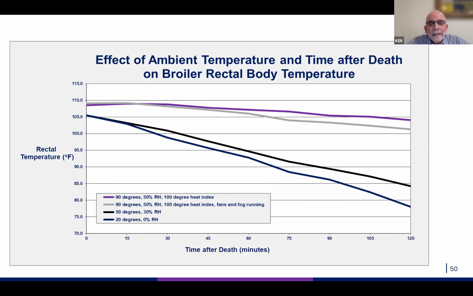One of the things we also did was generate this graph, because we wanted to understand the decline in body temperature over time in different environmental conditions, so that we could determine, based on their body temperature, how long DOAs may have been dead. In other words, if it was 90 degrees out, 50% relative humidity, I'm looking at that purple line on top, and the DOA's body temperature was say 107, that bird may have been dead for 75 minutes. That's how we use that.